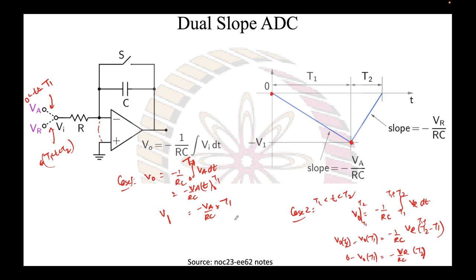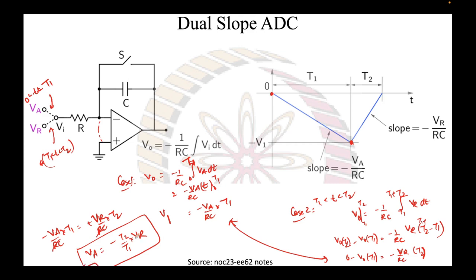So what is V0 at t1? It is nothing but V1. If you compare these two, you will get minus VA by RC times t1 equal to minus VR by RC times t2. I am assuming that I can somehow measure t1 and t2, and I already know a fixed value of VR. RC and RC get cancelled. There is a sign to watch here, so there is a plus sign. You can see that I can obtain VA, which will be minus t2 by t1 times VR.